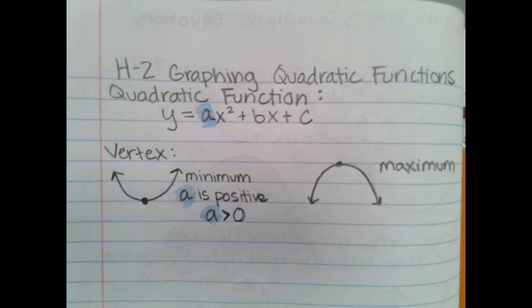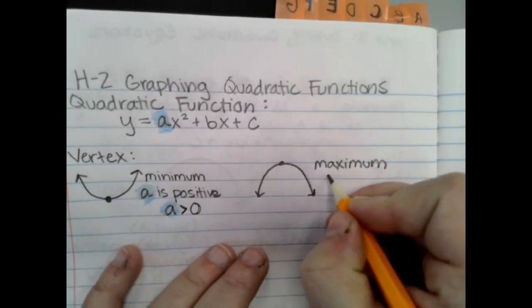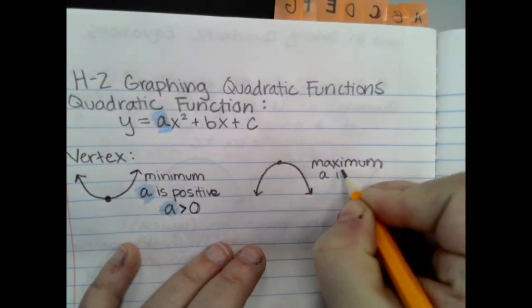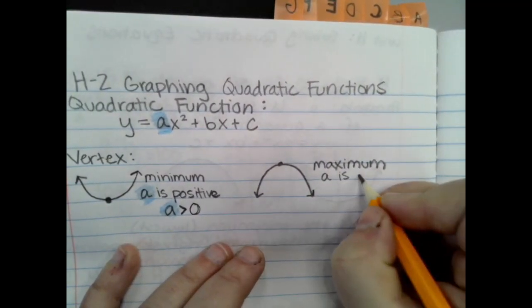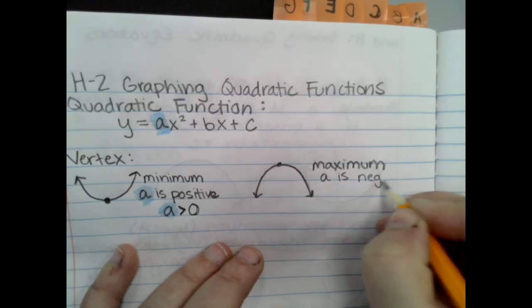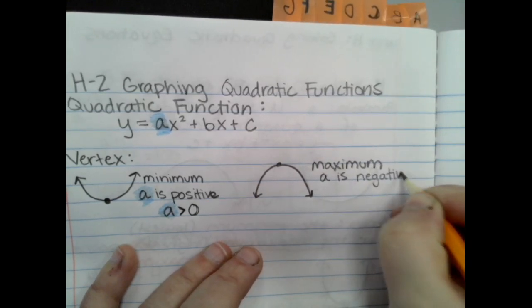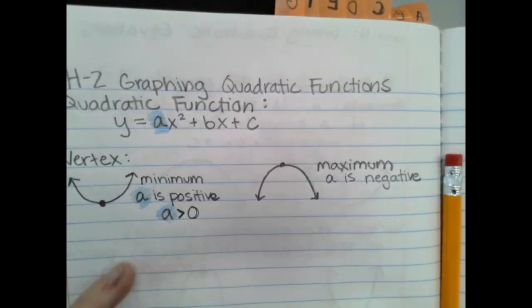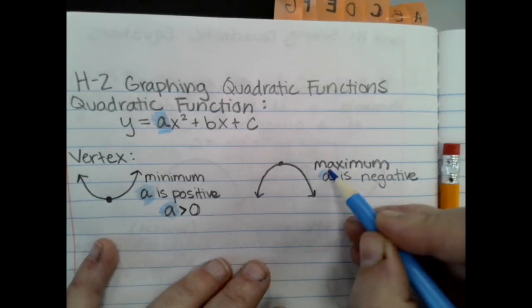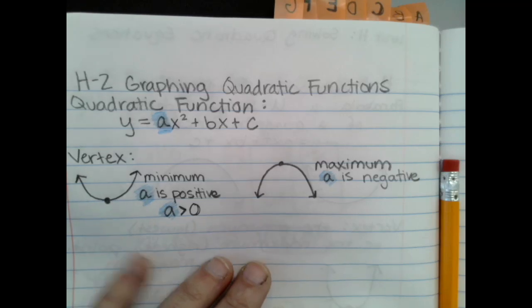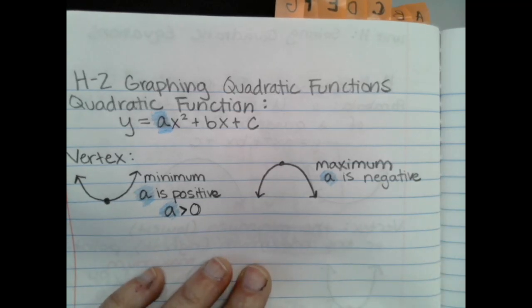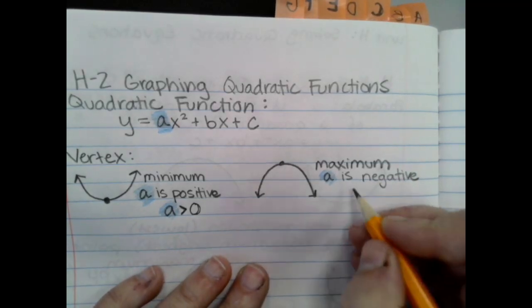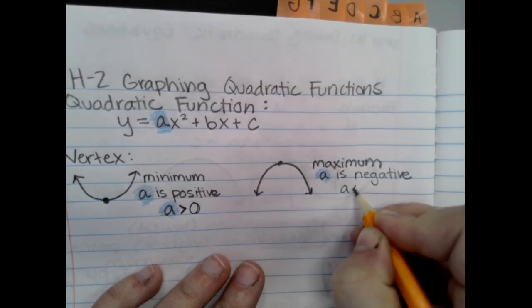Okay. All right, for our maximum, A is, do you need to go to the bathroom? Okay. A is negative. If you're a negative person, you frown a lot, you're upset a lot, so it's kind of an upset face, frowny face. A is negative. So we might say A is less than 0.